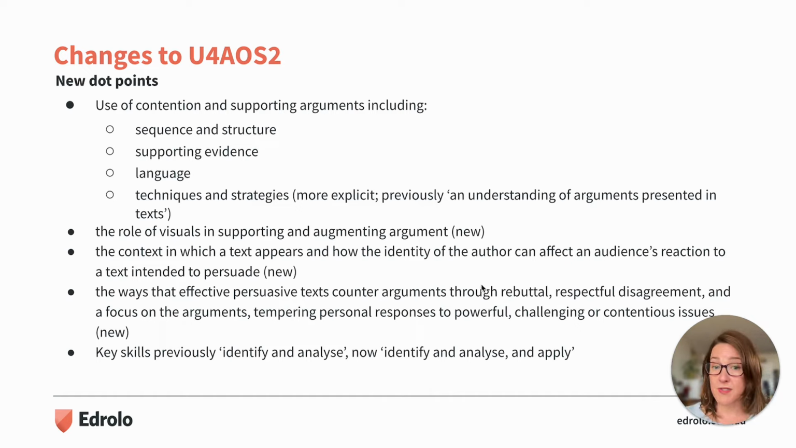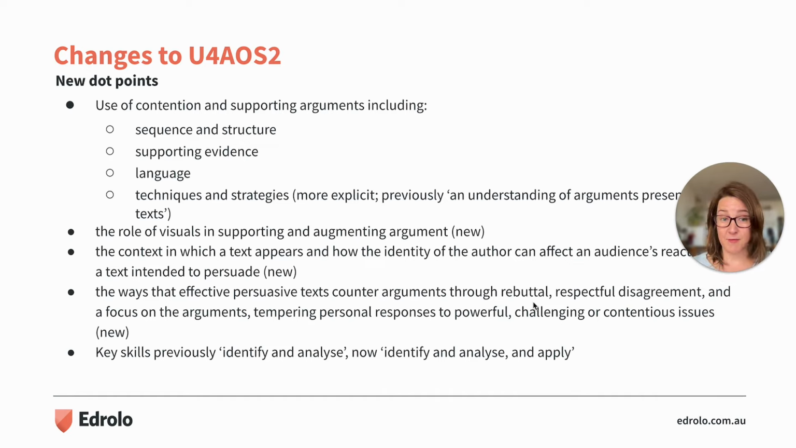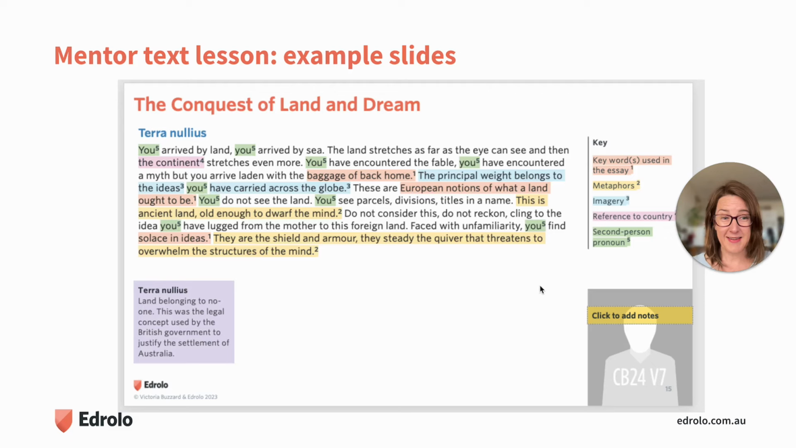The role of visuals in supporting and augmenting argument. Again, this is new. The context in which a text appears and how the identity of the author can affect an audience's reaction to a text intended to persuade. This is brand new, and I think it reflects the emphasis on reading and viewing in the previous area of study as well. So it's more about the process of understanding the text. The ways that effective persuasive techniques counter arguments through rebuttal, respectful disagreement, etc. Again, new.